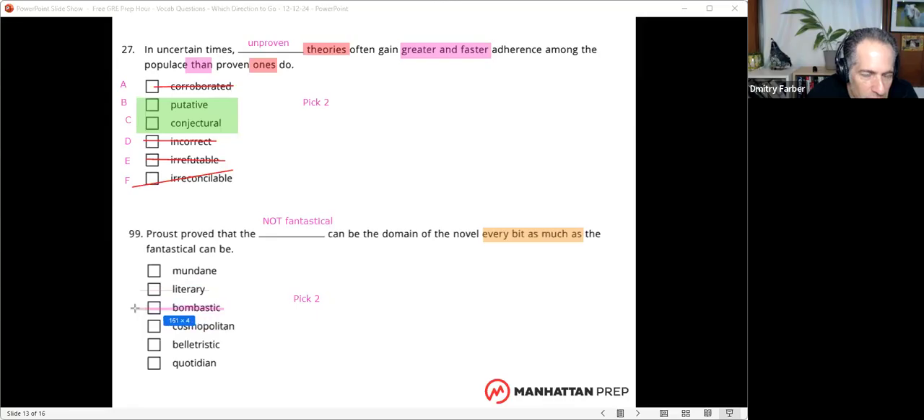Bombastic, no. Cosmopolitan doesn't contrast with fantastical. We've seen that word twice now too. Belletristic also matches literary. It's a trap. Whereas mundane and quotidian, speaking of Proust, quotidian is from French, just means everyday, basically. And so these are like the ordinary, the humdrum, the everyday. That gives us the contrast that we want.